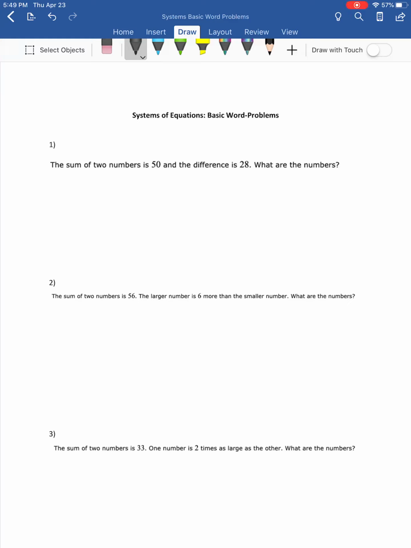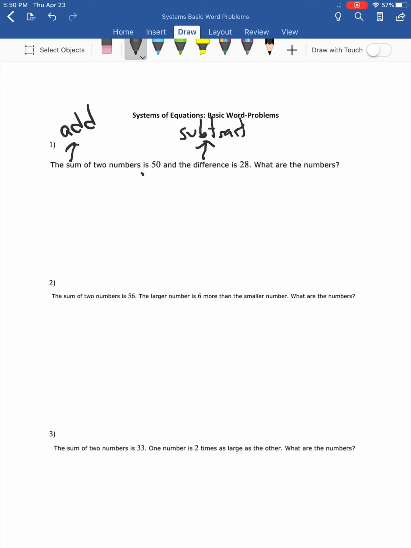Okay, so in this lesson, we're going to start applying systems of equations to solving word problems. So number one says the sum of two numbers is 50. Remember, sum is addition, and the difference is 28. Difference, you should remember, is subtract. Okay?